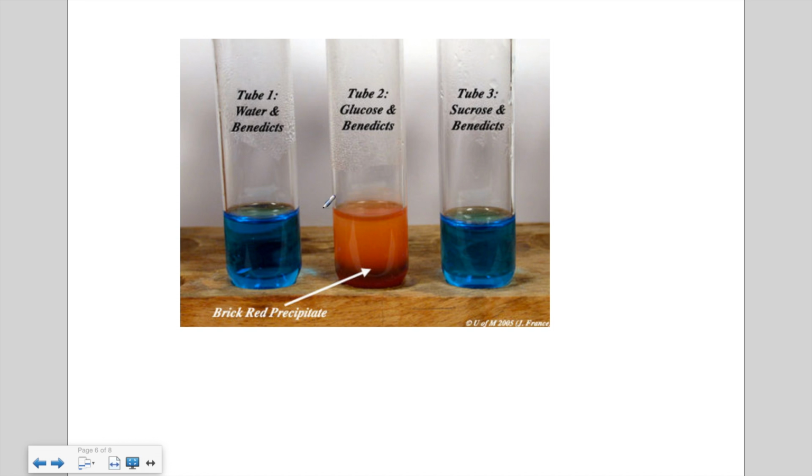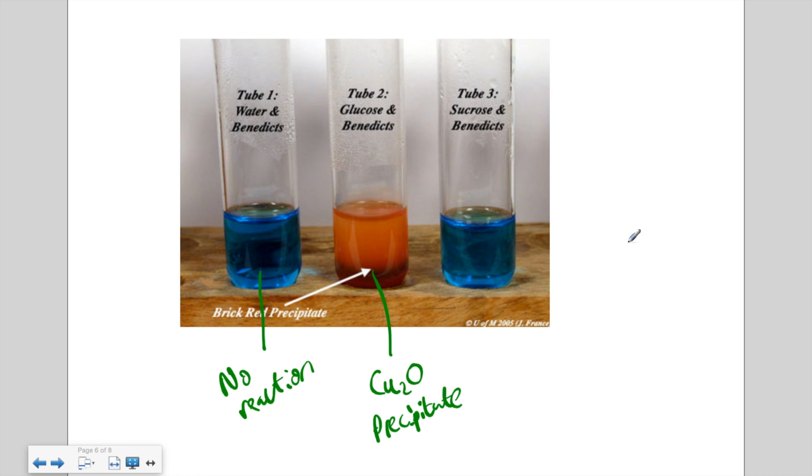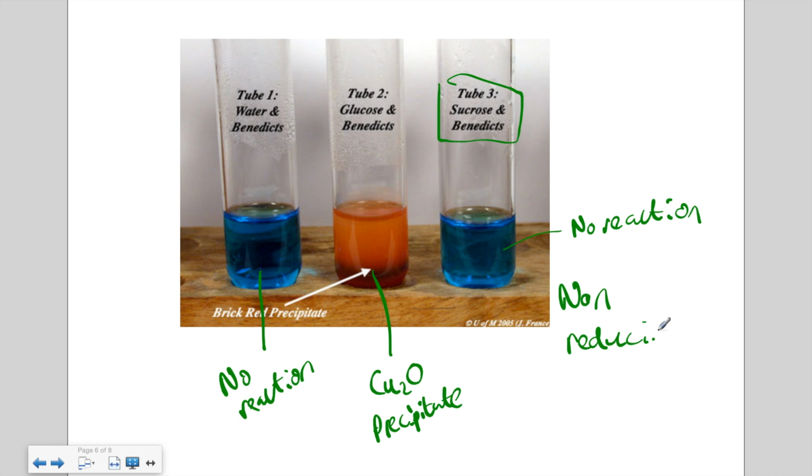Okay, so moving on to the non-reducing sugars. We can see here water in Benedict's gives no reaction. As we would expect, glucose in Benedict's gives this copper oxide precipitate. It's a reducing sugar. It has reduced the copper 2 complex and turned it into copper oxide. But with the sucrose, given the same treatment, there's no reaction. This is where the test for non-reducing sugars comes in.